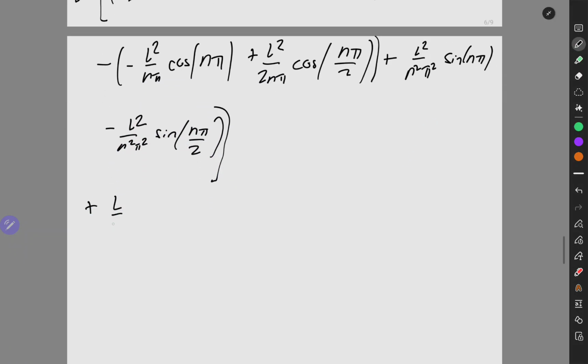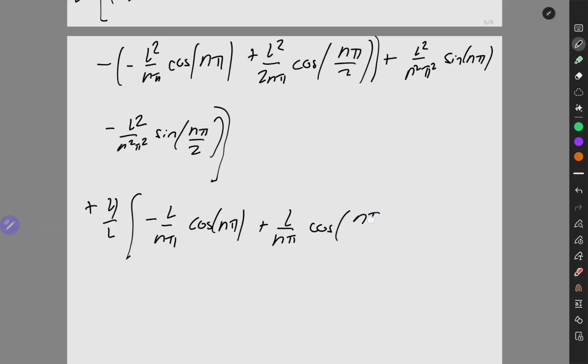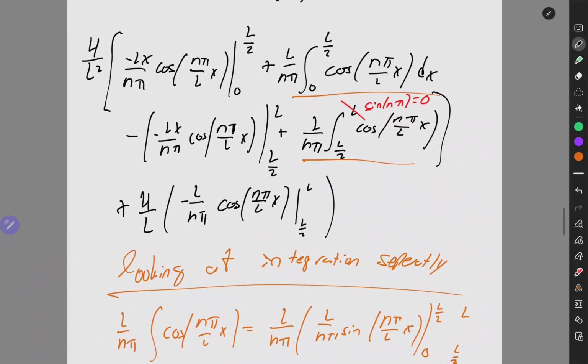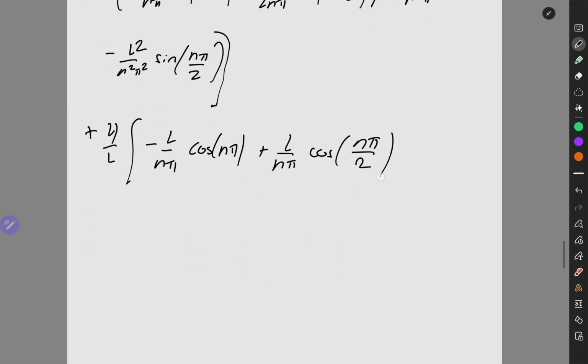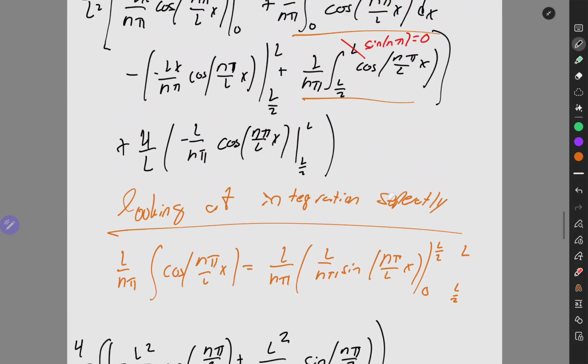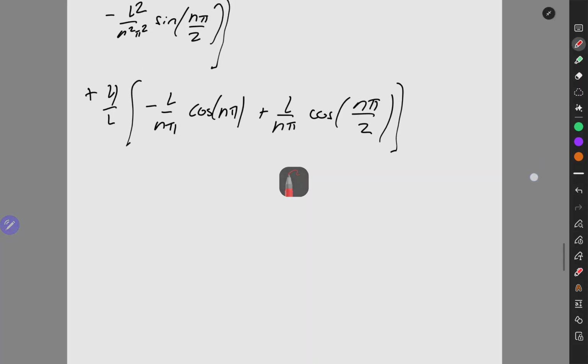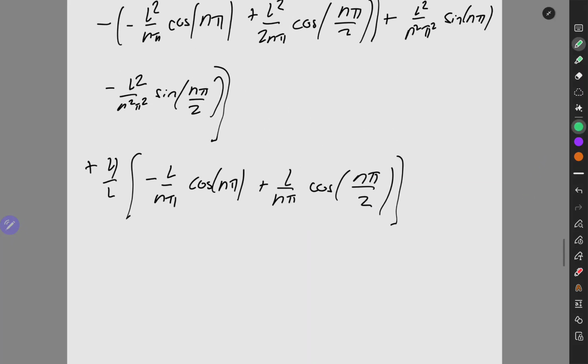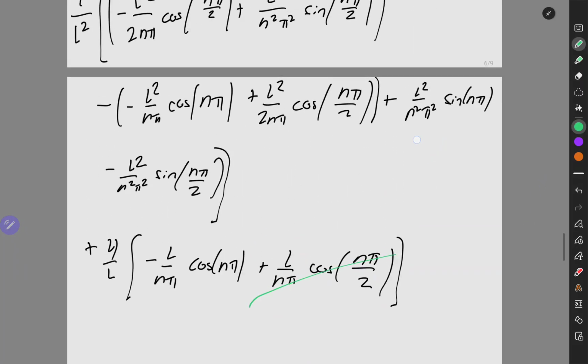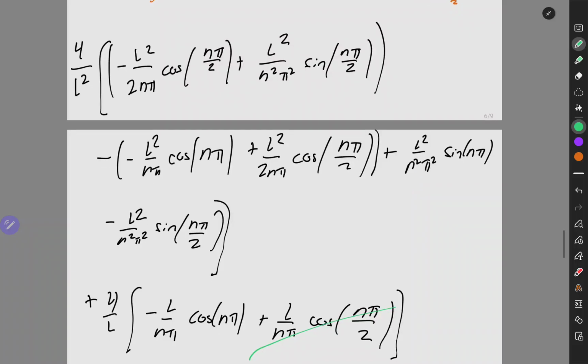Let's go over to the next section. We have this other section, 4 over L. Two. Yep. That's this section right here. I see some things that are going to cancel here. This is going to cancel with this. Where is it? I know I saw it before. This one. And this one.